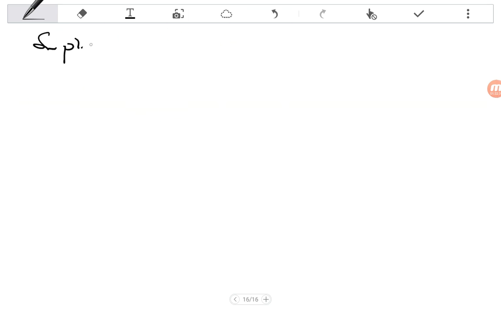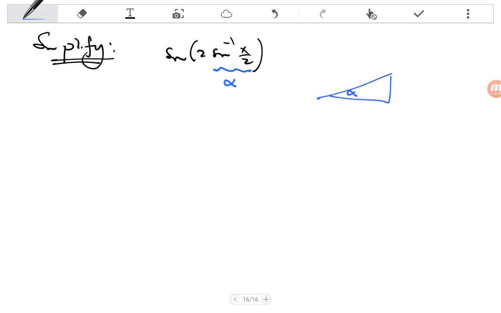Now what about sine of 2 sine inverse x over 2? I need to simplify. He's asking me to simplify this expression. Just as I have told you, I have here an inverse function. An inverse trigonometric function is just an angle. So I denote it as alpha. And I need to find the triangle of that alpha.